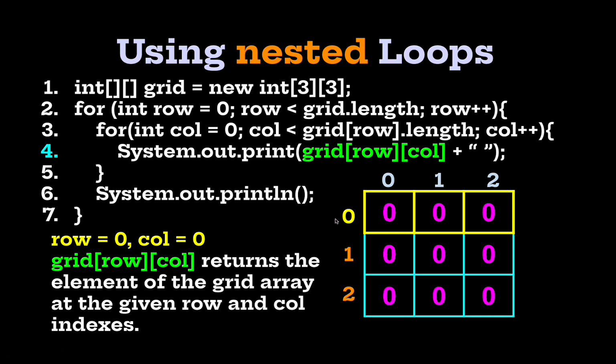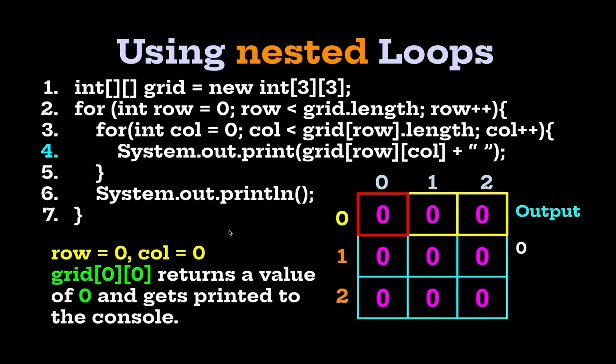Grid 0, 0: look at the 0th index of the row, look at the 0th index of the column, and that gives us this value right here. And that's what gets printed out for us. So row is still 0, column is still 0. Grid 0, 0 returns a value of 0 and gets printed to the console. And so what we see is this first output here, 0.